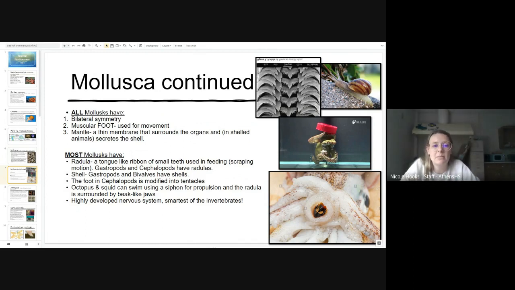The second is a muscular foot. So they have a foot, kind of like a foot, that is full of muscle that they use for movement. So if you've ever seen a clam come out of its shell a little bit, that's its muscular foot. It looks like a tongue, but it's a foot. And then thinking of our gastropods, this is the muscular foot that they use to move for snails.